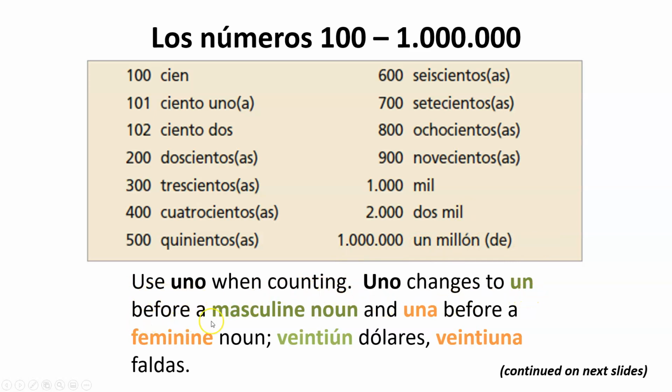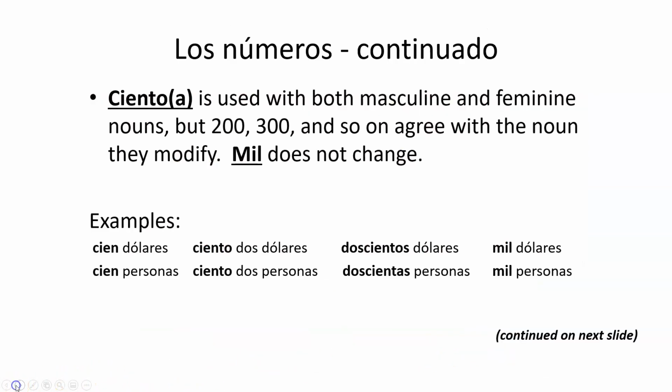Uno changes to un before a masculine noun and una before a feminine noun. So veintiún dólares: dólares is masculine, so veintiuno becomes veintiún. Faldas, skirts, are feminine, so veintiuno becomes veintiuna in front of faldas. And finally, ciento is used with both masculine and feminine nouns, but 200, 300, and so on agree with the noun they modify. Mil does not change.